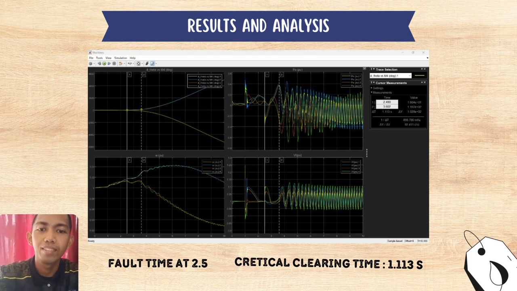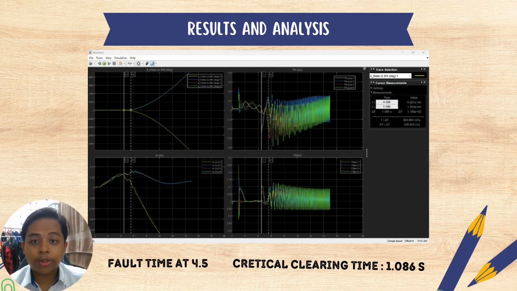Thank you. Next, this graph shows that we set the fault time to 4.5 seconds, resulting in a critical time of 1.086. This critical clearing time is the time required to resolve an issue in the power system so that it remains stable and functions normally. This graph indicated that it became steady after 5.5 seconds and has an angle of 9.37 degrees.